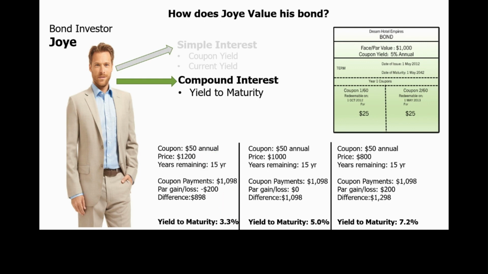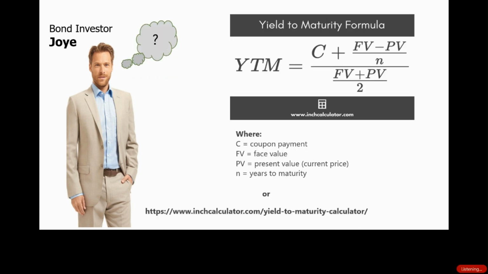And that's the thing you really got to understand. And that's why understanding yield to maturity is the most important thing you can do when you understand how to value a bond. So now you might be thinking, how did Joey figure out that yield to maturity value? Here is the equation and the URL for the calculator.